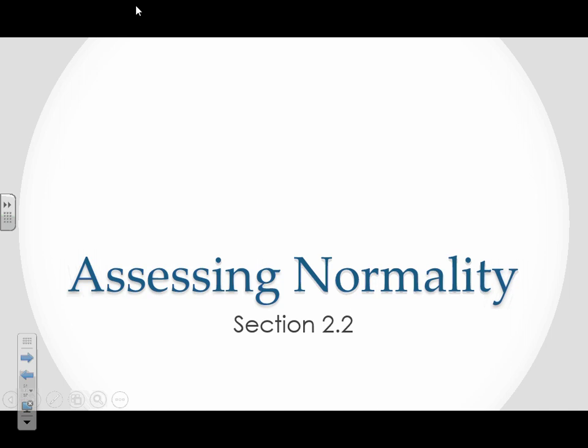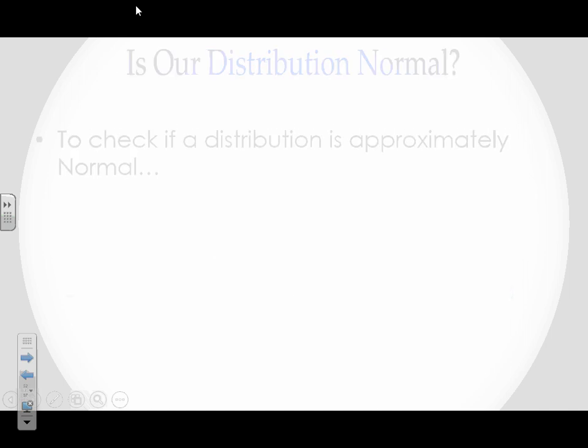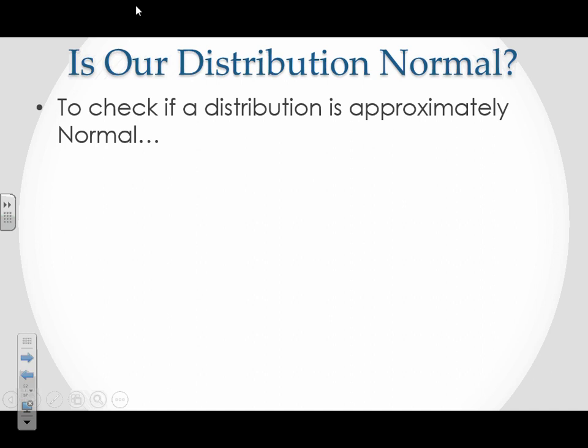So, assessing normality is exactly what it sounds like. We're trying to decide if our distribution is normally distributed. Basically, they're going to give you your values, and you're going to have to determine whether the overall distribution is normal or not. Could I use a normal distribution to approximate?